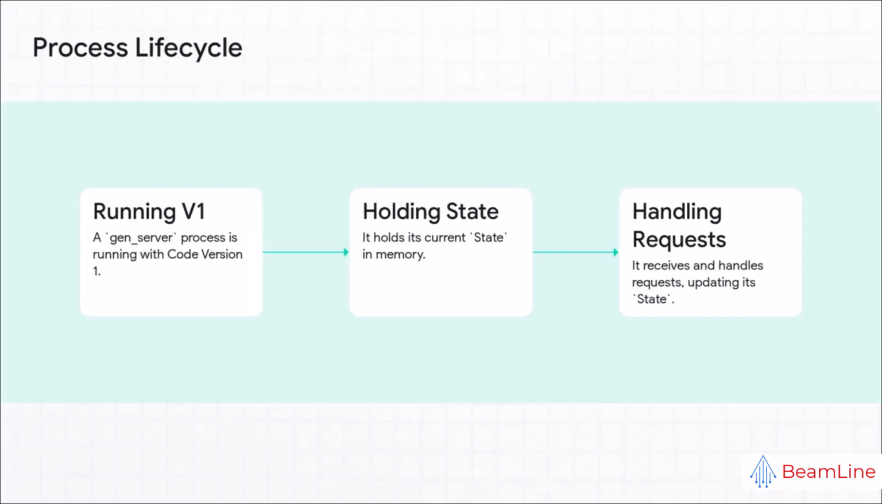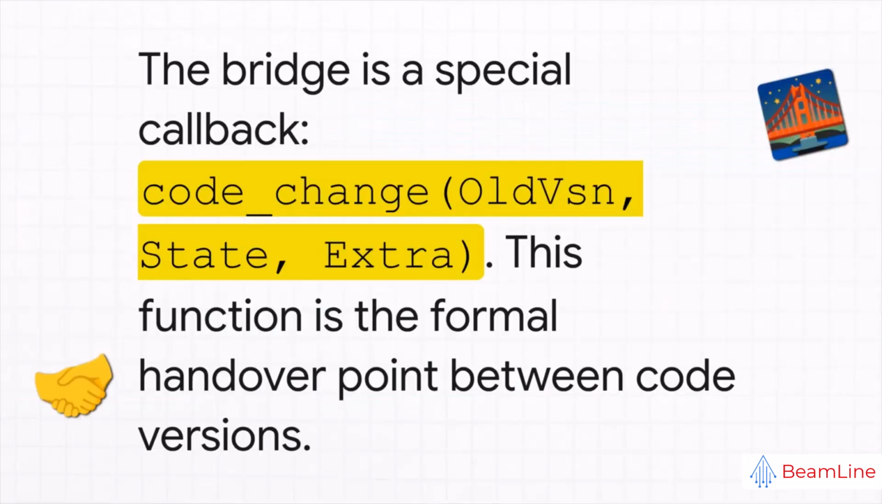So just picture it. We've got our little Gen Server process just chugging along. It's running version 1 of our code, it's got some important data saved in its memory, its state, and it's just happily doing its job, handling requests. And there it is, the bridge. The entire magic trick comes down to this one special function that you write, code_change. This is the formal, official handover point between the old version of your code and the new one.